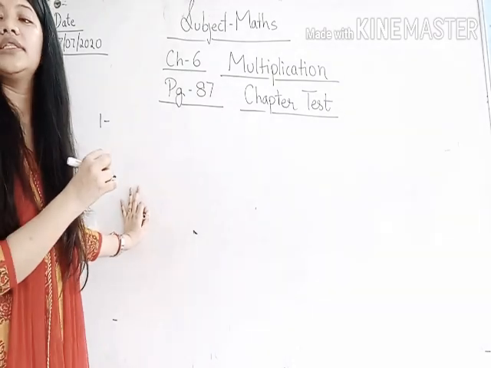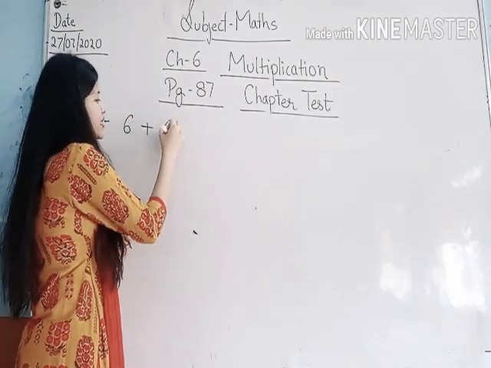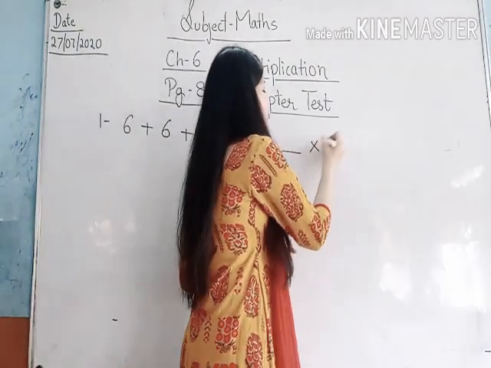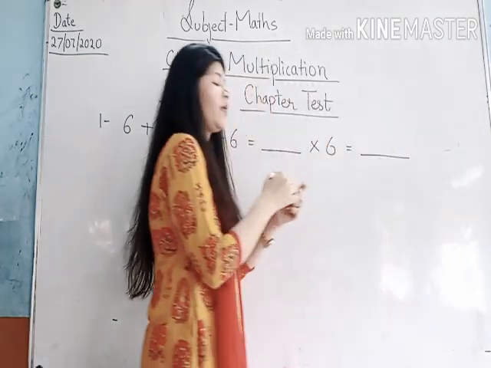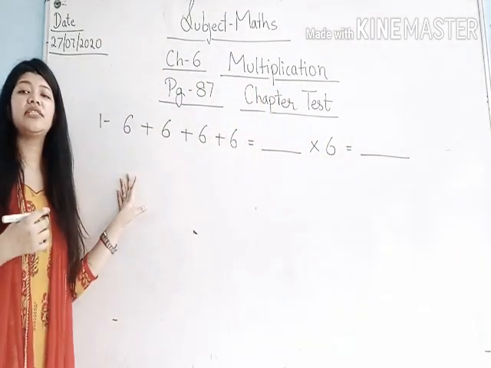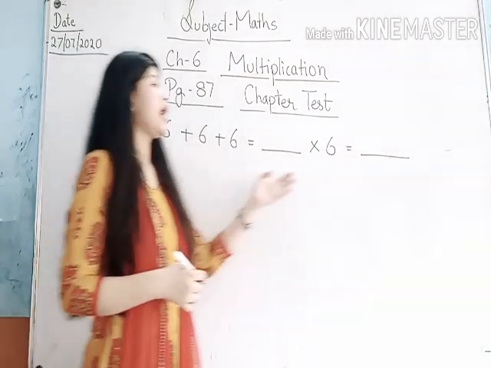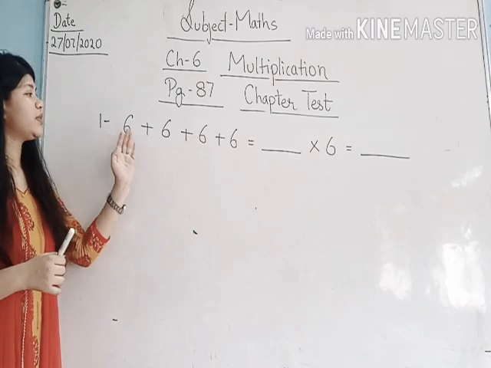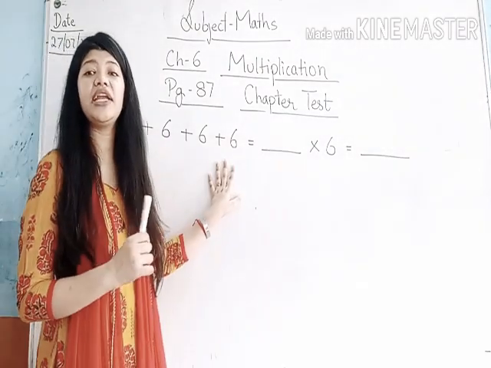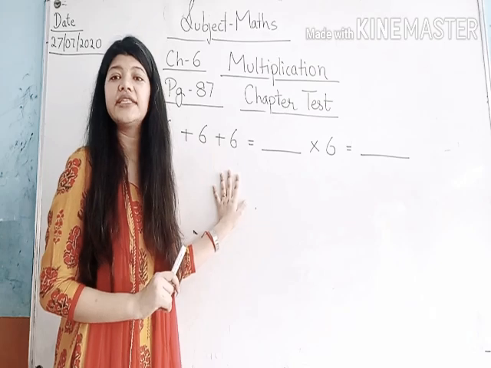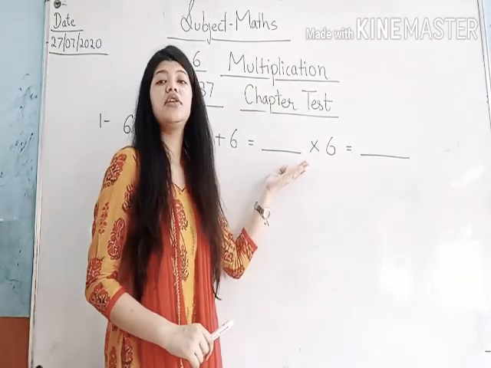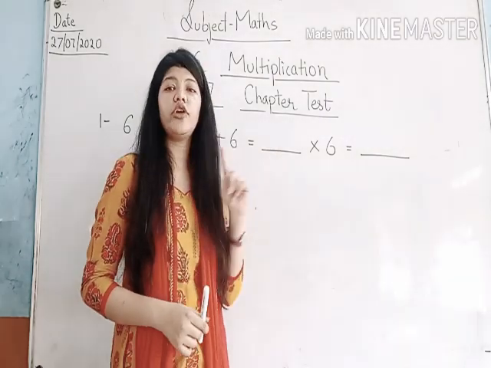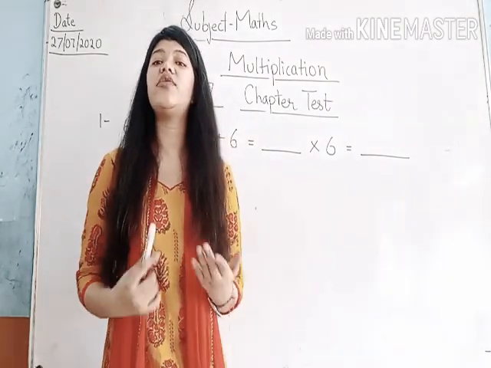The numbers are 6 plus 6 plus 6 plus 6 is equal to dash into 6 is equal to dash. Now students, you must be thinking why I have written 6 over here. You know that 6 plus 6 plus 6 plus 6 is a repeated addition of number 6. Now we have to fill in these blanks. We have to fill here the first factor, and you know what the first factor is?